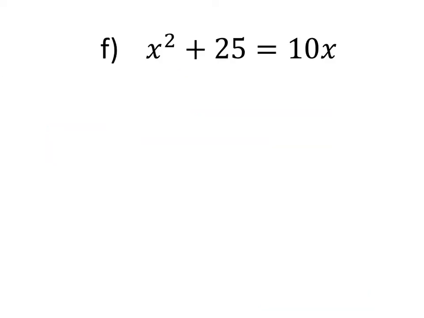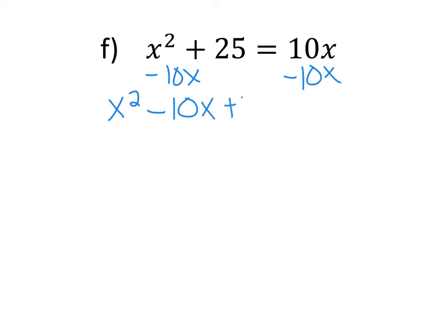Letter F. Again, we need to get 0 on one side. And if we look over here, my x squared is positive, so I want to bring everything over to the left-hand side. I'm going to do that by subtracting 10x. And again, I want it in standard form. So I have my x squared term, then my minus 10x, then plus 25 equals 0.